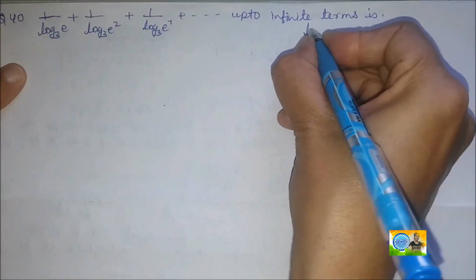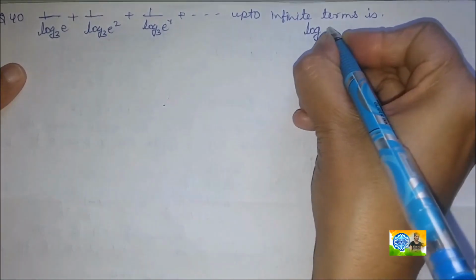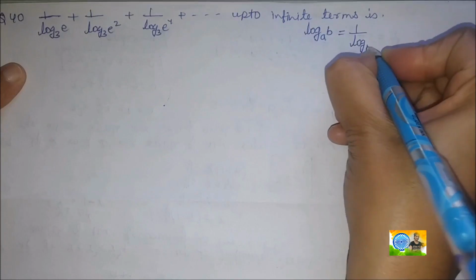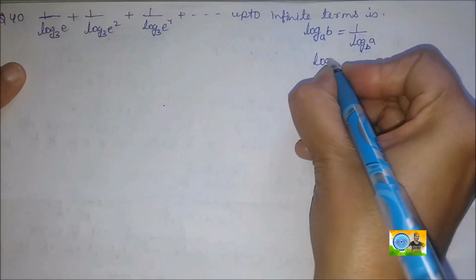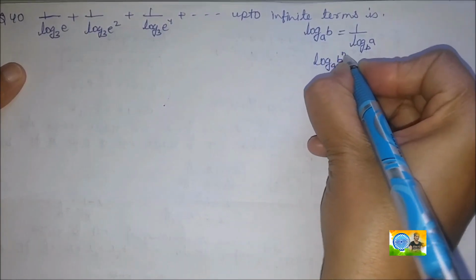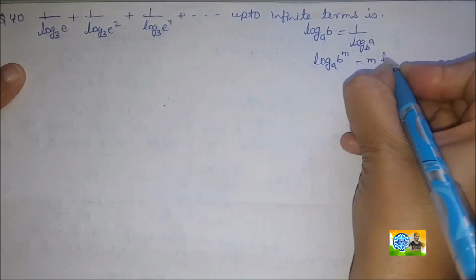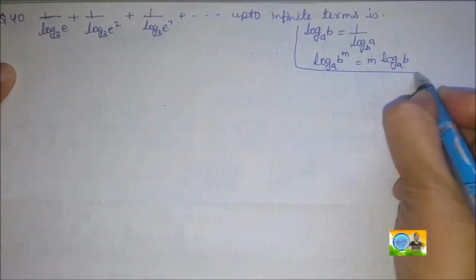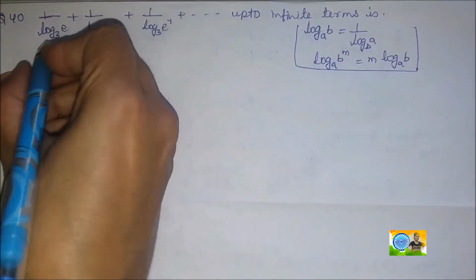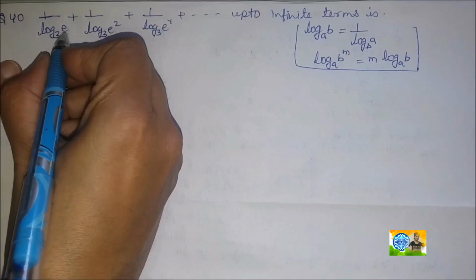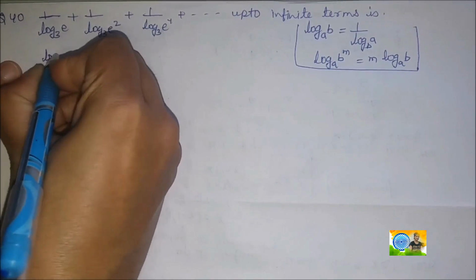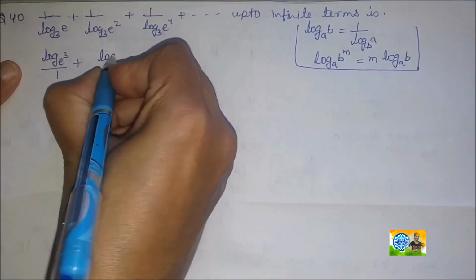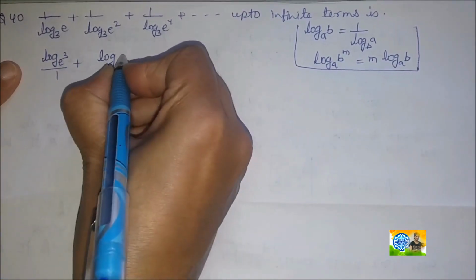One of the formulas is, if we have log to the base a of b, this equals 1 upon log to the base b of a, and also log a of b raised to the power m equals m log base a of b. So we will be using these two formulas here. So let us use this. This is 1 upon log 3e. This can be written as log to the base e of 3 upon 1 plus log to the base e of 3.